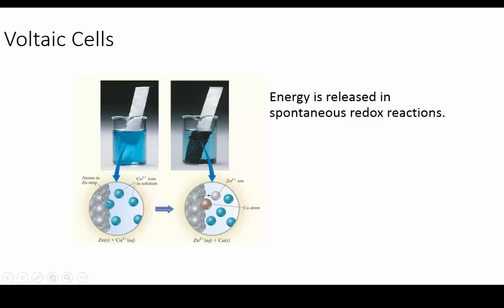In this case, you can see that we have an electrode in a solution down here, and this is copper nitrate. Over here we can see that the copper is starting to come out of the solution and be deposited onto this electrode.